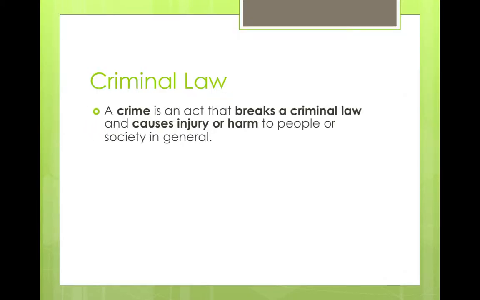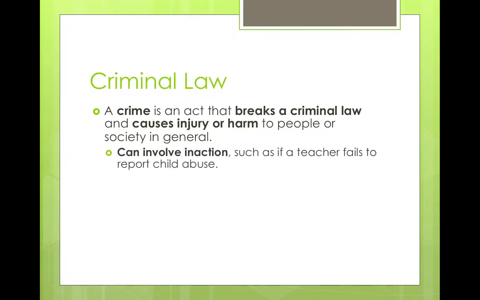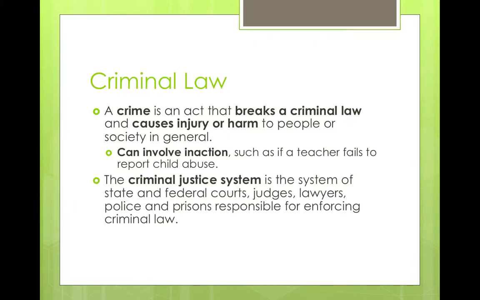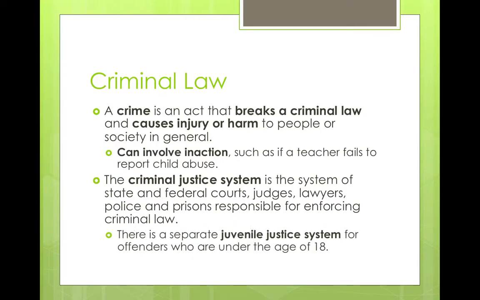Criminal law. A crime is an act that breaks a criminal law and causes injury or harm to people or society in general. It can involve inaction, such as if a teacher fails to report child abuse. The criminal justice system is the system of state and federal courts, judges, lawyers, and police and prisons responsible for enforcing criminal law. There is a separate juvenile justice system for offenders who are under the age of 18.